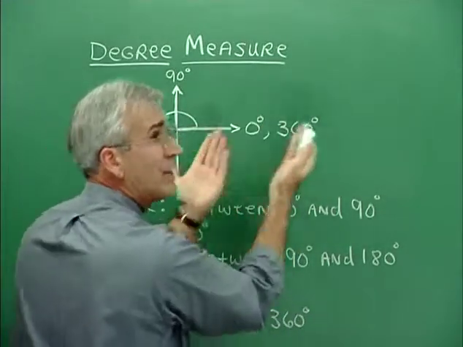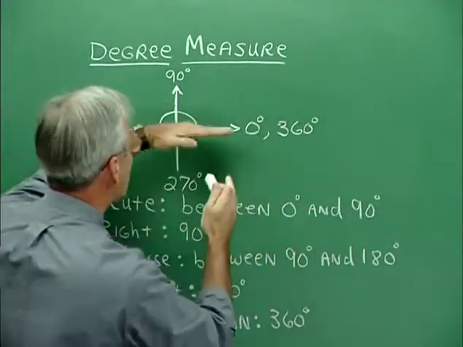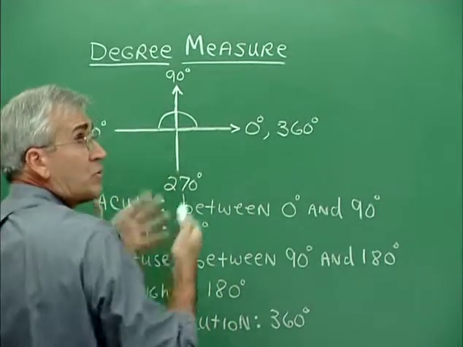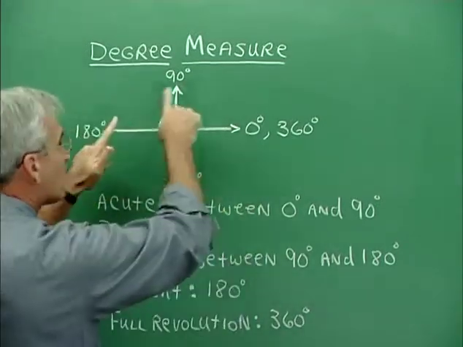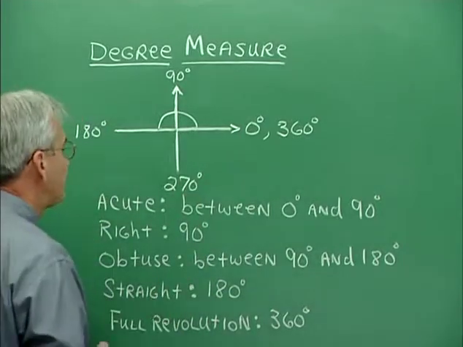You see, we could just keep adding 360s if we want to describe angles that are just right here. And we could subtract 360. You see, we could go in the negative direction to generate angles to that point as well.